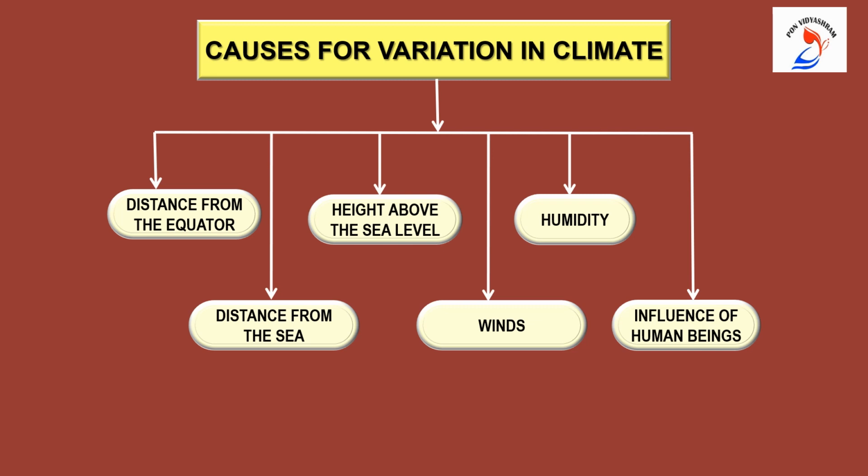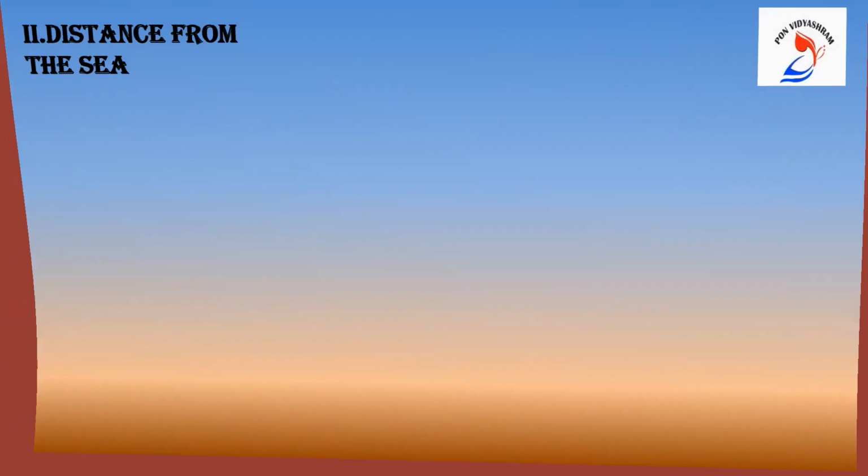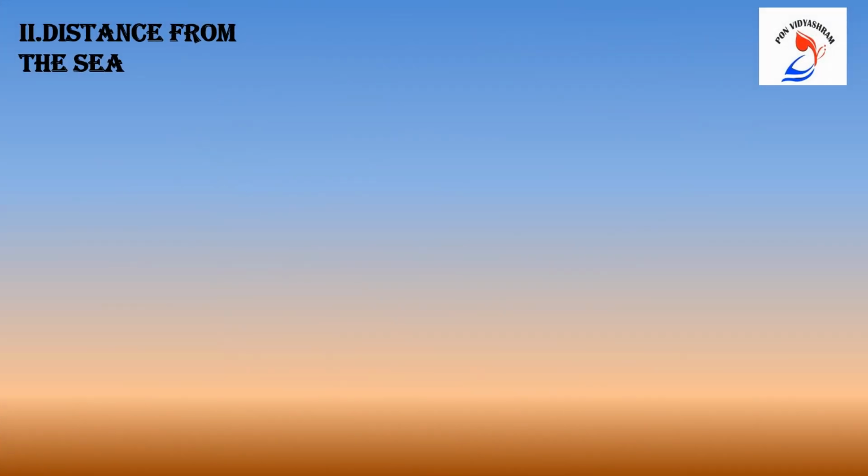Causes for variation in climate. In the last module, we started with distance from the equator, and now we will see the other causes, that is distance from the sea, height above the sea level, winds, humidity, and influence of human beings. Distance from the sea. The distance from the sea determines the climate of a place. Now children, places near the sea have moderate climate, but places far away from the sea are very cold in winter and very hot in summer.